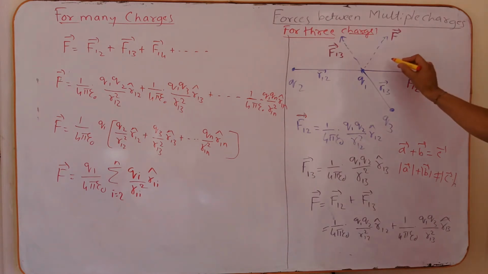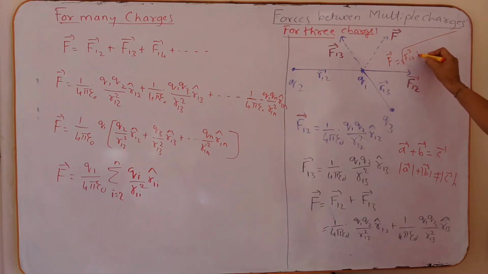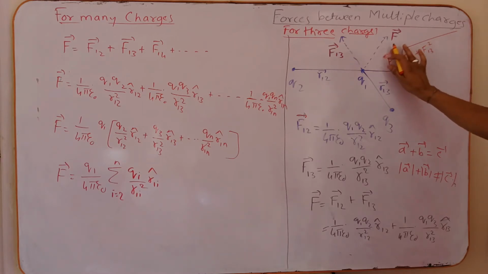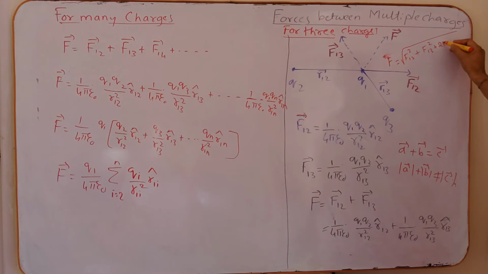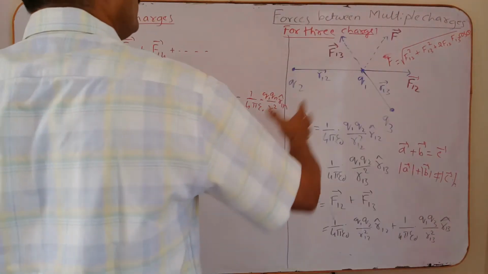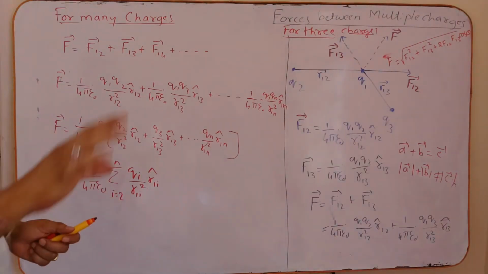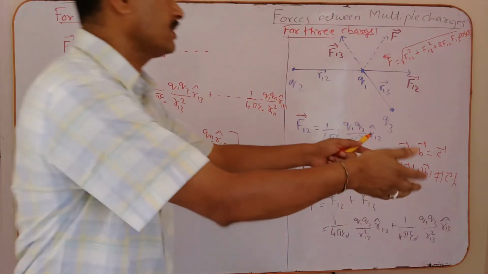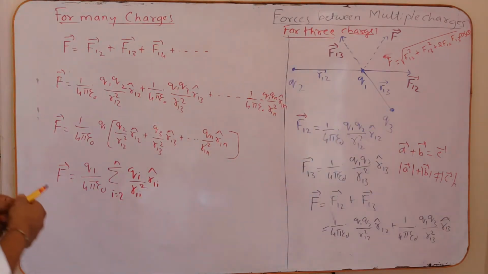You get the magnitude of the resultant force according to the parallelogram law of forces. You have to take the square root of F12 square plus F13 square plus 2 F12 into F13 cos theta. Like that you have to use this formula and calculate it, whatever it may be. This is about three charges, the force acting on a single charge by two charges.